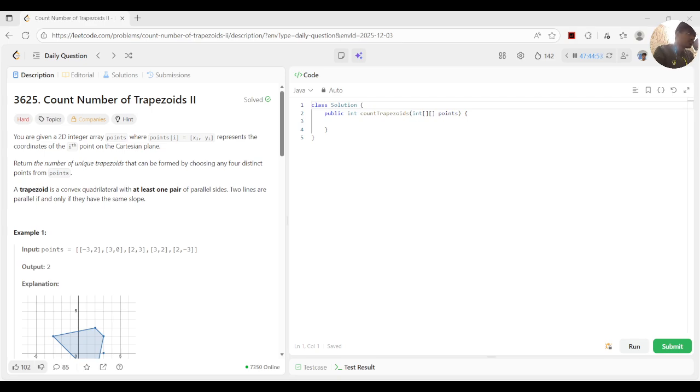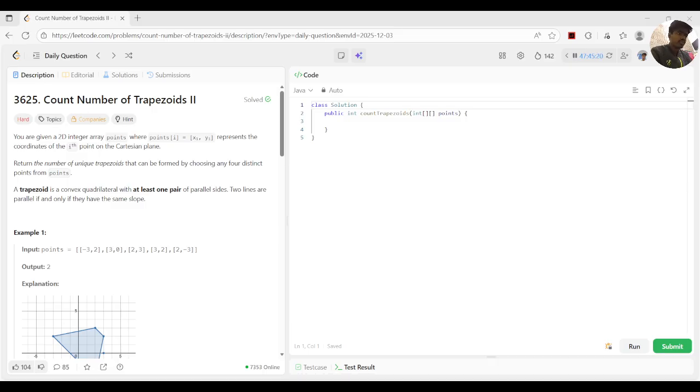Right. So that's today's question: Count of Trapezoids. You are given a 2D integer array points, where points[i] = [xi, yi] represents the coordinates of the ith point.